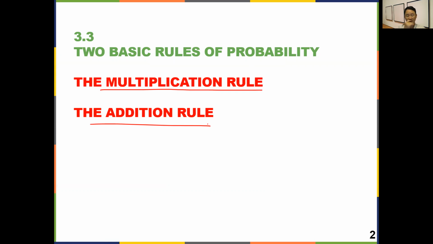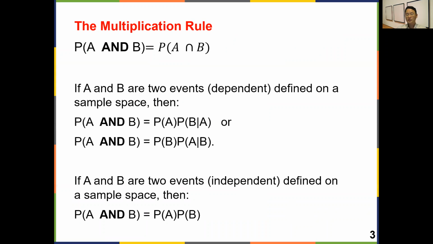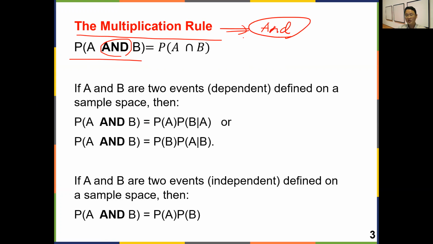But these two rules, like I said, we are just summarizing in this chapter, but this is nothing that's really new. So let's talk about the multiplication rule first, right? Multiplication rule. So the multiplication rule looks like this: probability of A and B. So you might want to link the multiplication rule to AND, right? Multiplication rule is about AND in the middle, probability of A and B.